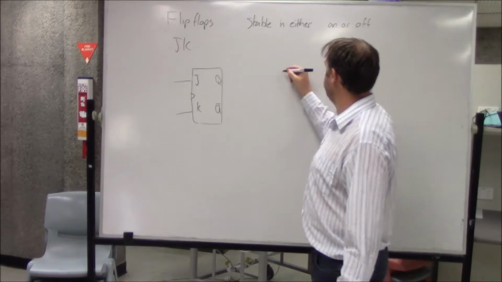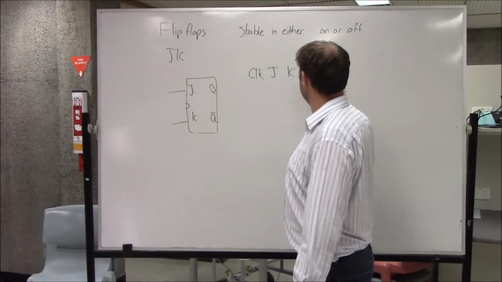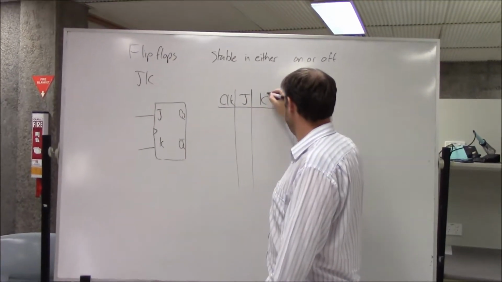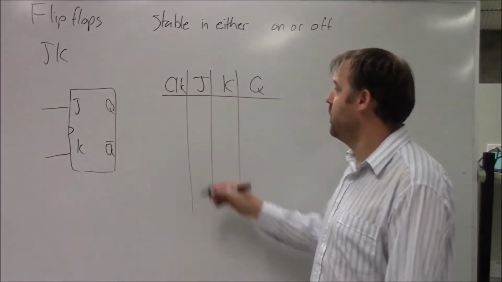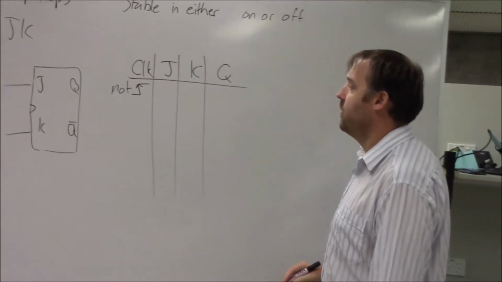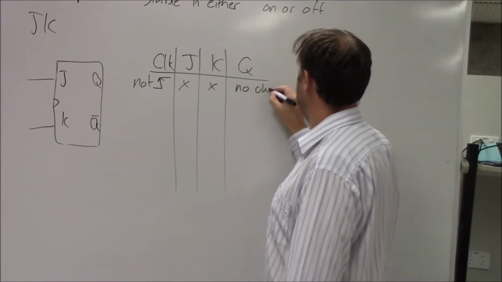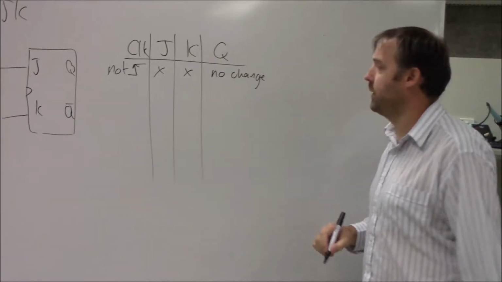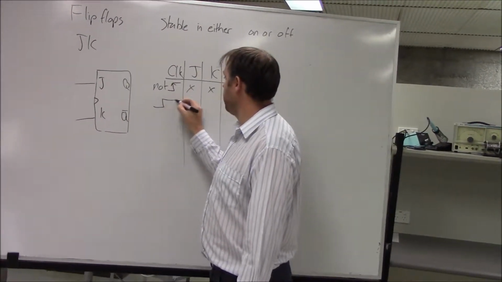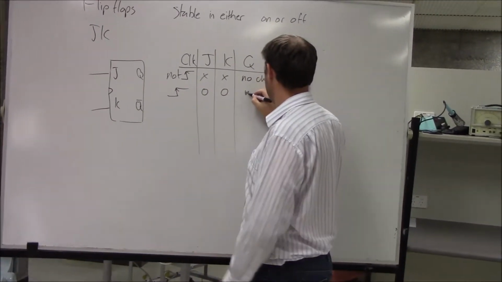So let's do the truth table for this one. So we've got J, K, clock, and Q. Okay, and if it's not a rising edge, we don't care what J and K are, no change. And if it is a rising clock edge, and these are both 0, again, no change.